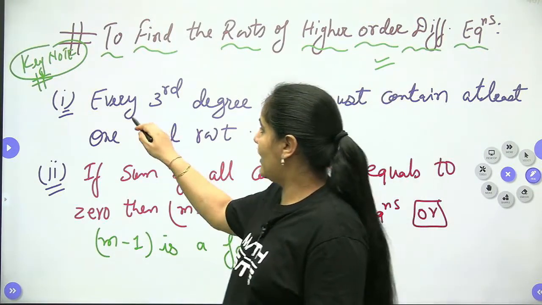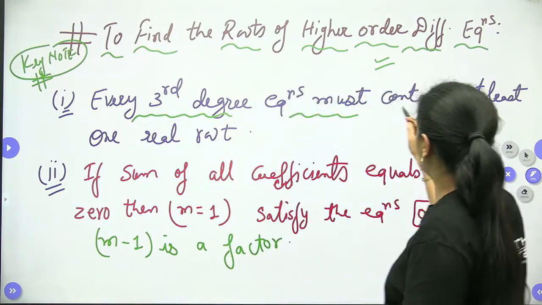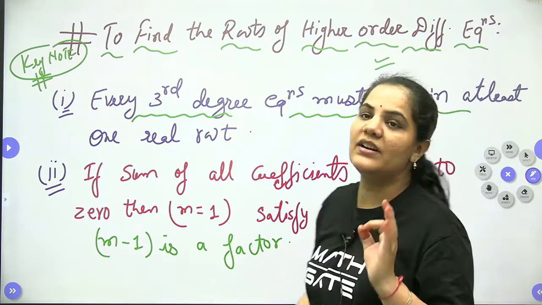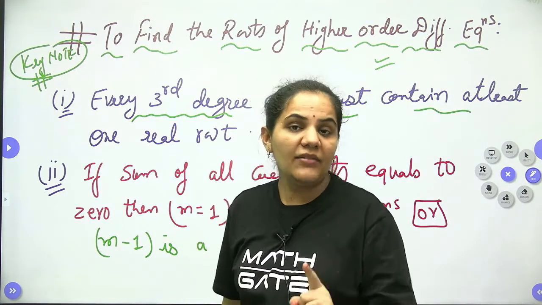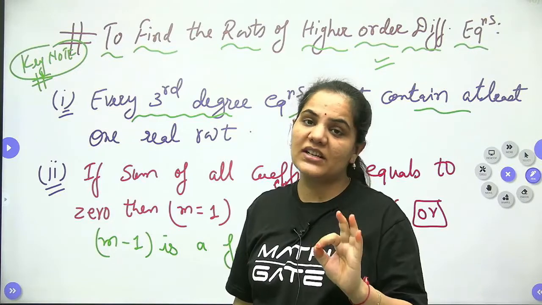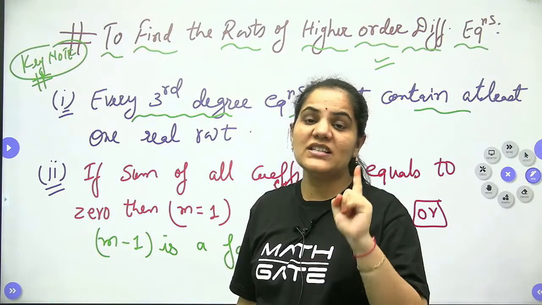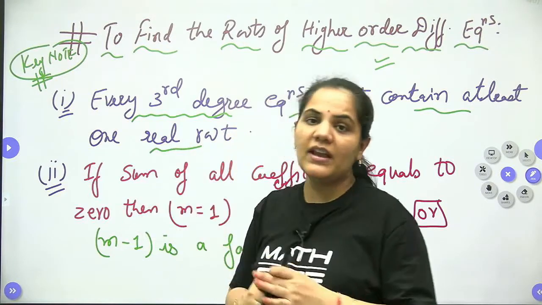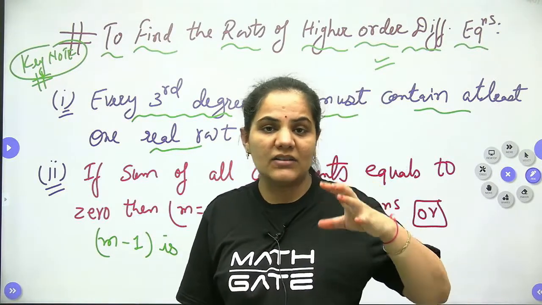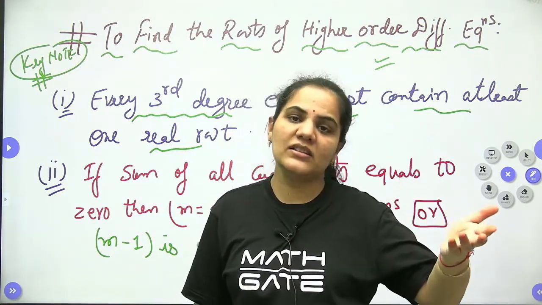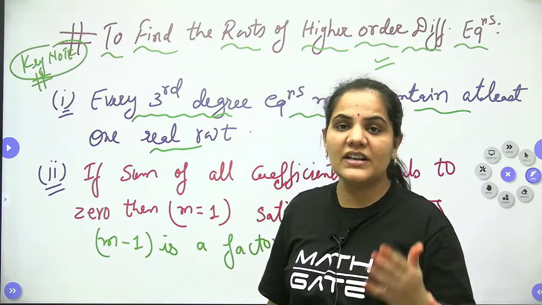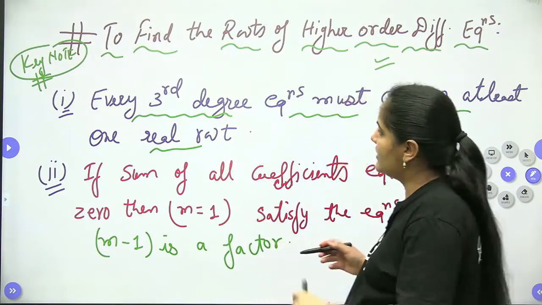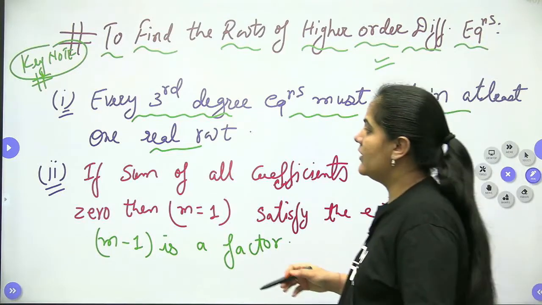Let me write down: every third degree equation must contain, dear students, at least one real root. There should be one real root whenever we have an equation of third order or more. Every third degree or higher equation will always have at least one real root.